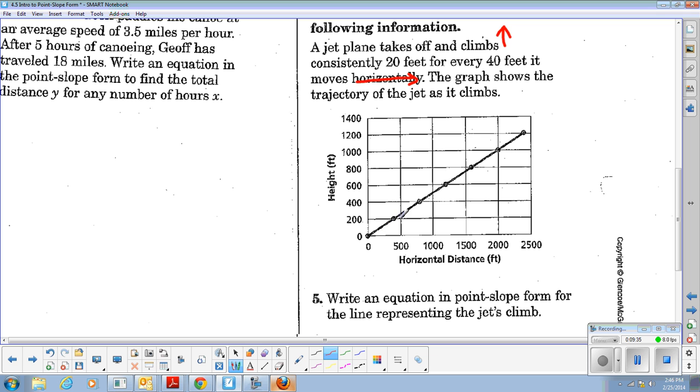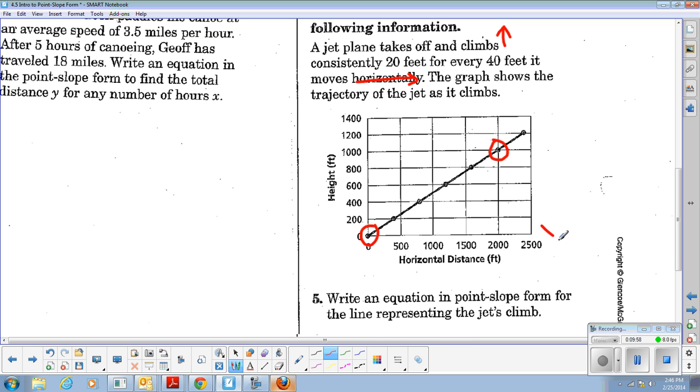So let's look on the line here. We're looking for a dot that hits on a plus. A couple of important things to look at: you've got a dot here on a plus, and you've got a dot here on a plus. These would be easy ones to use. Like this one is at 2,000 feet distance traveled, height of 1,000 feet.